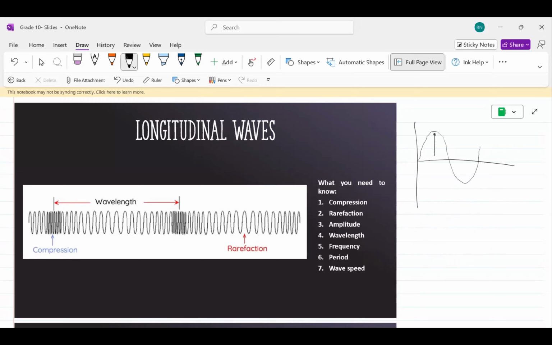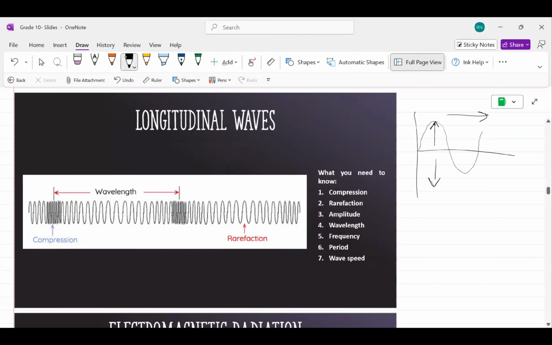Maybe if I draw it slowly, there we go. All of the particles just move up and down about this rest position, right? While the wave moves from the left to the right. Something is different when it comes to longitudinal waves.